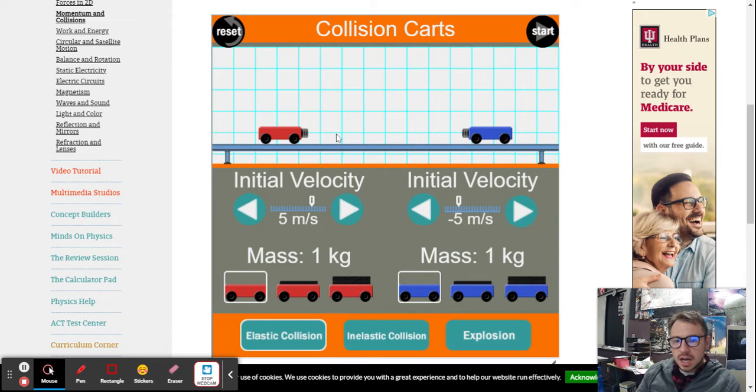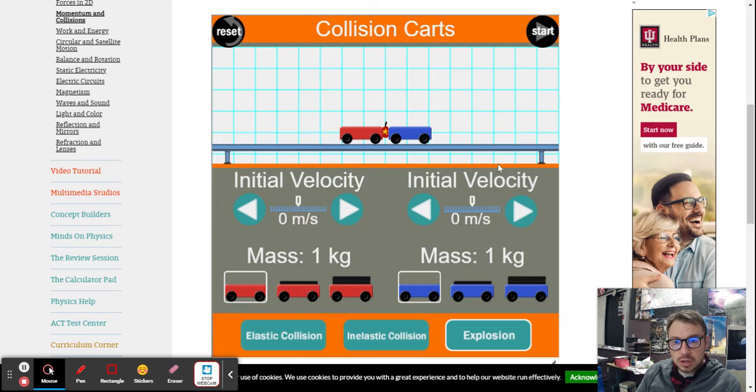So the first one tells you to set the collision for explosion. So we're going to be together, and there's this little explosion that's going to happen. It's going to push them apart. It says set both of the velocities at 0, good, right? And the red one is going to be at 2 kilograms. The blue cart is going to be at 1 kilogram.